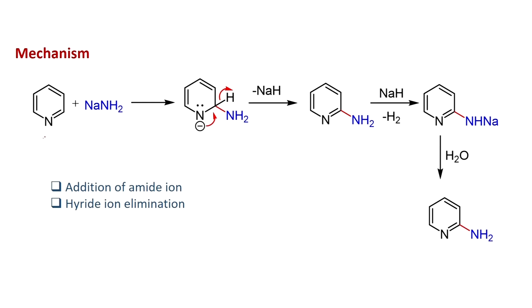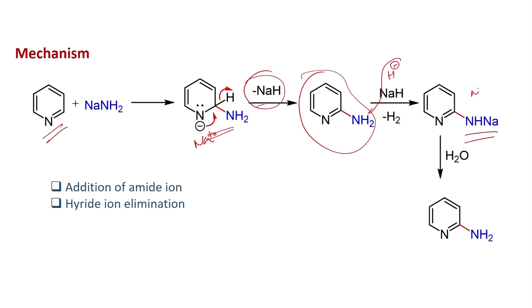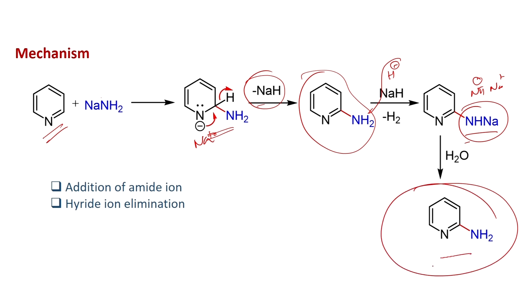The reaction pathway is shown here. Addition to this double bond generates this intermediate, which can lose hydride. So, you will be able to get 2-aminopyridine. Since you lose sodium hydride, this hydride can act as a base and deprotonate, and you will have this intermediate, NH minus and Na plus. Once you have this, when you do the aqueous workup, you will be able to get 2-aminopyridine as a product.